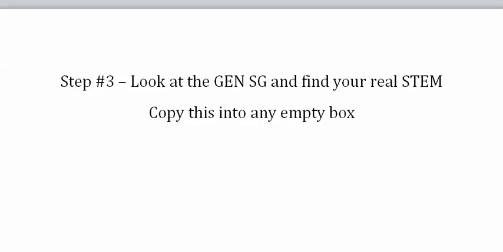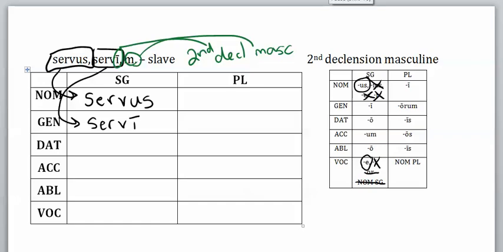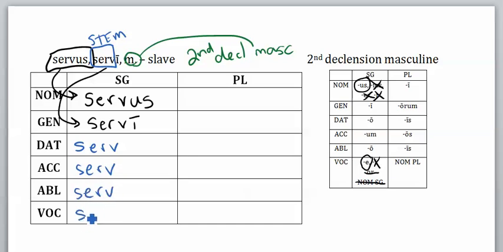For step number 3, I'm going to be looking at the genitive singular in my dictionary definition, and I'm going to find what the real stem is, and then I'll copy it into any empty box. Alright, so if I come back to my genitive singular, I'm going to do a little erasing so I can see it better. Everything in front of the ending, which is the long I, is my stem. So I've got that in blue, and I'm going to come write it everywhere else. S-E-R-V. Even in the vocative, because I couldn't copy the nominative singular into it.